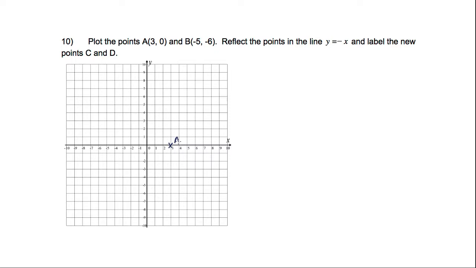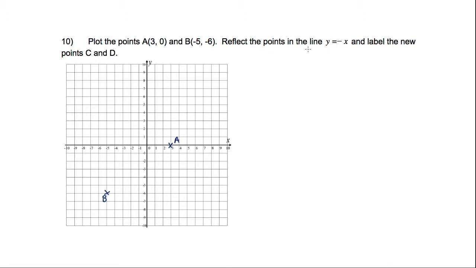That is point A. Point B, well, that is (-5, -6). So -5 along and -6. And that is that point there. That's point B. Now I need to reflect the points in the line y equals minus x.